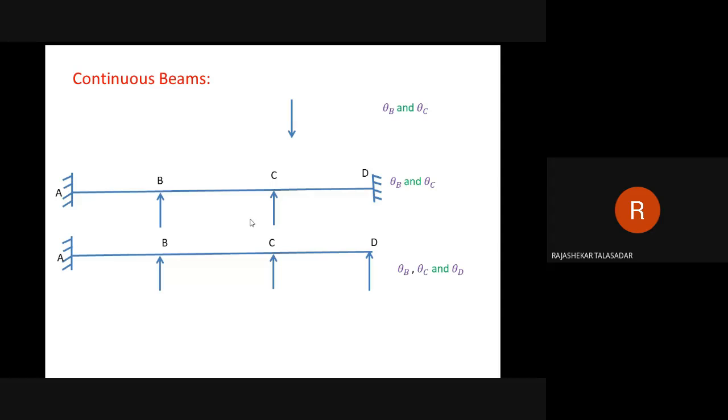Because we are solving the continuous beams in this topic along with rigid jointed portal frames. So first let me give what is a continuous beam. Can anybody tell me what is a continuous beam? You know already simply supported beam, cantilever beam, hope you know it. Those are the determinate structures.